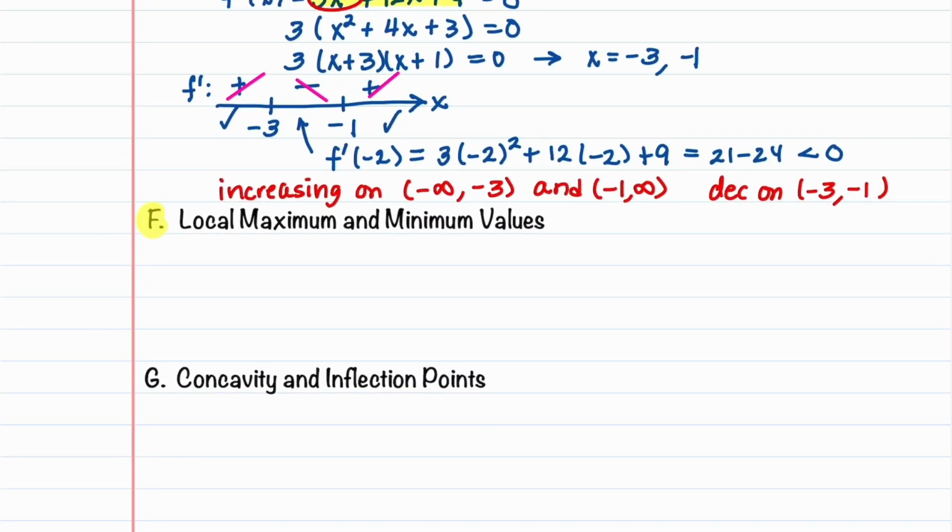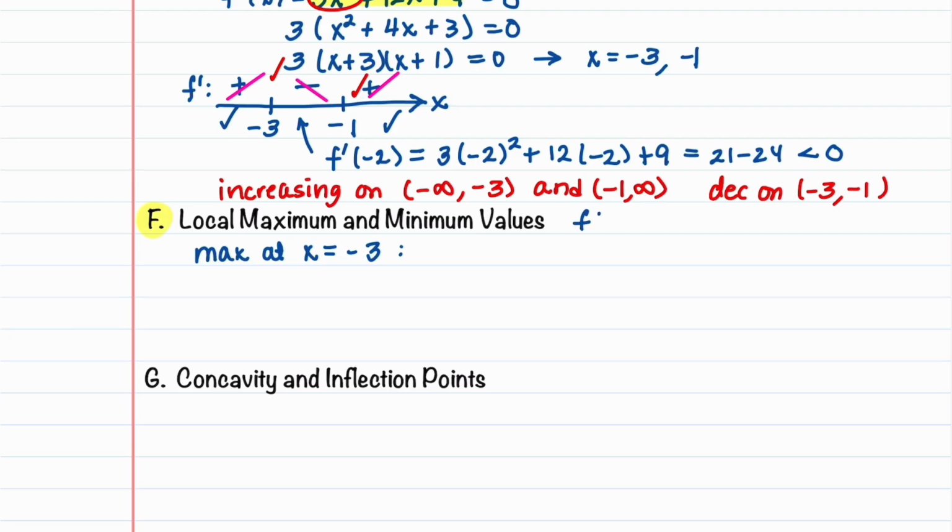Let's now look at where our function may have a local max or min value. Based on the number line that we just drew, you can see that we are going to have a max at x equals -3 and then a min at x equals -1. So let's say we're going to have a max at x equals -3, and then we have to find what this maximum value is equal to.